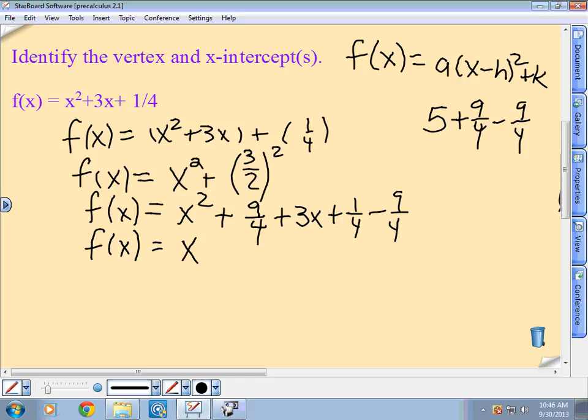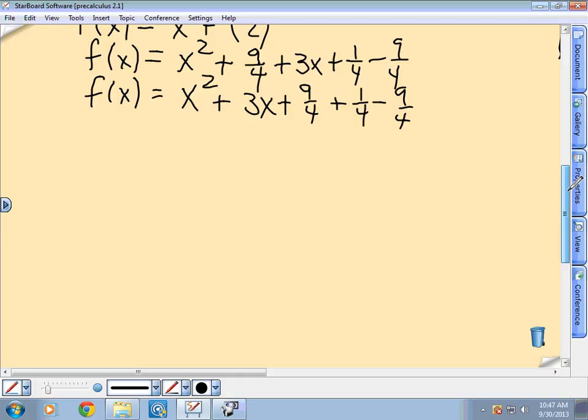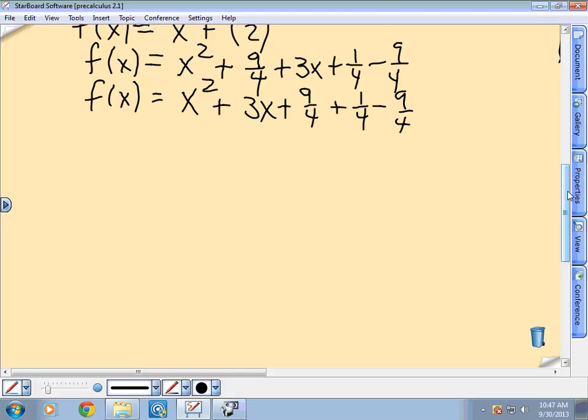All right, so f of x equals x squared. Addition's commutative, right? I can add my 3x plus my 9/4 plus 1/4 minus 9/4. So you see that I'm okay there, right? Nothing crazy's happened yet. Now, again, this is commutative, so I'm just going to look at these for a minute: x squared plus 3x plus 9/4.